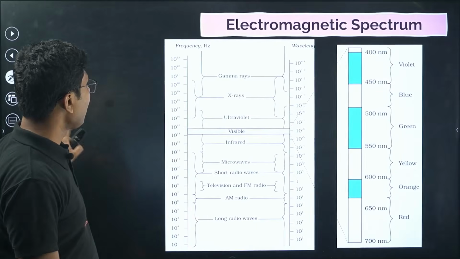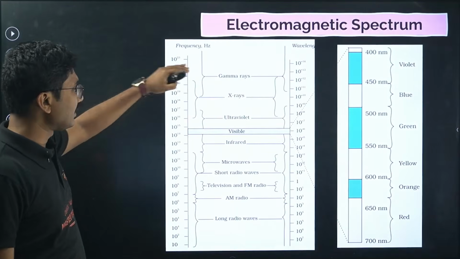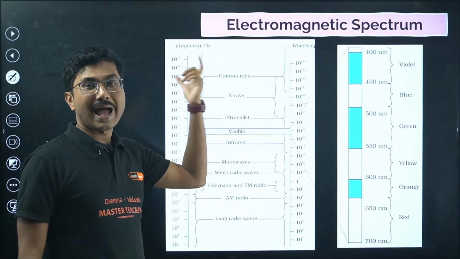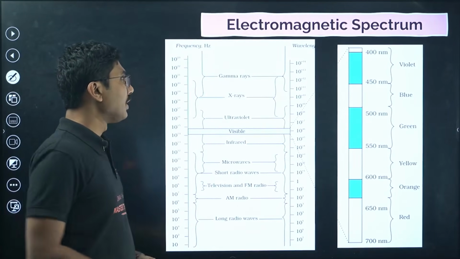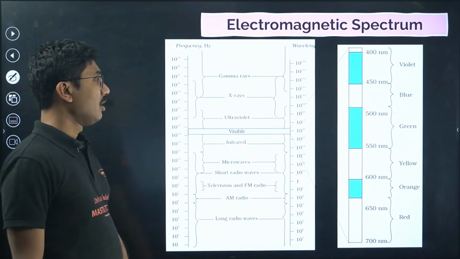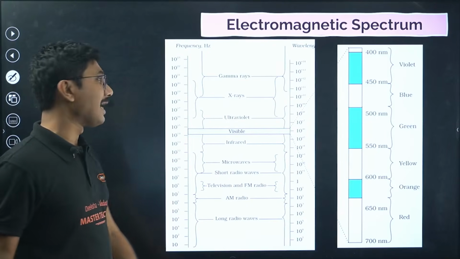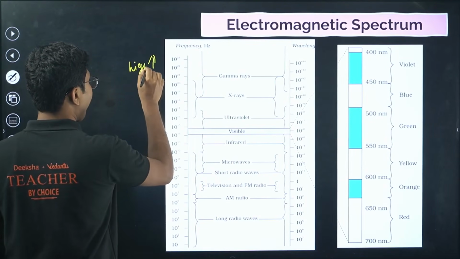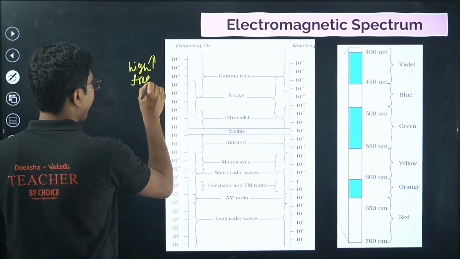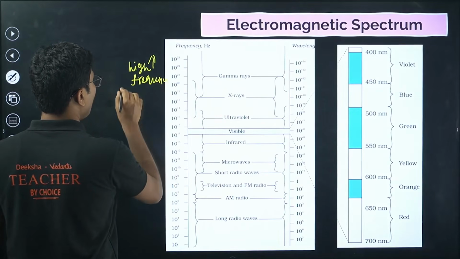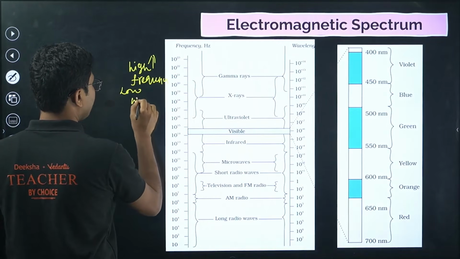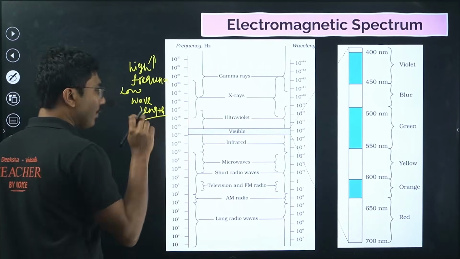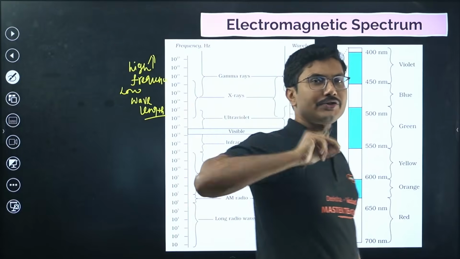Electromagnetic spectrum. So if you see the electromagnetic spectrum, this is X-ray, gamma ray. We're starting with gamma ray. Now remember, the rays which are at the top have very high frequency and low wavelength. So wavelength is very small, but frequency is very high.